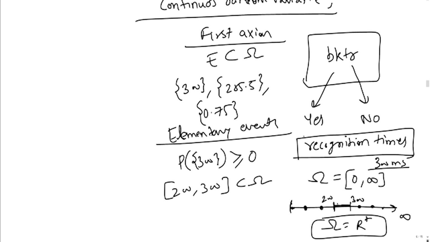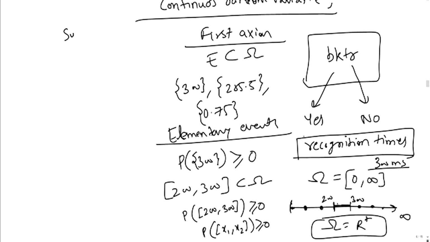So you can think of intervals on this real number line as possible events, right? These are not elementary events, but they are still events. So the probability of obtaining a recognition time between 200 and 300 should be greater than or equal to 0. Same goes for any other event. Let's say the probability of obtaining anything between x1 and x2 would be greater than or equal to 0. All right, so that's what the first axiom says.